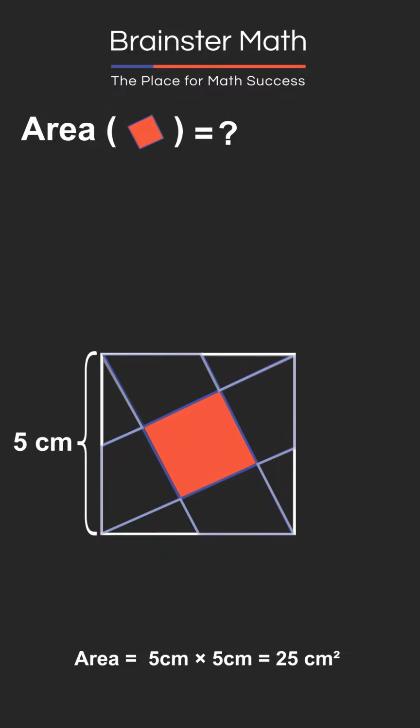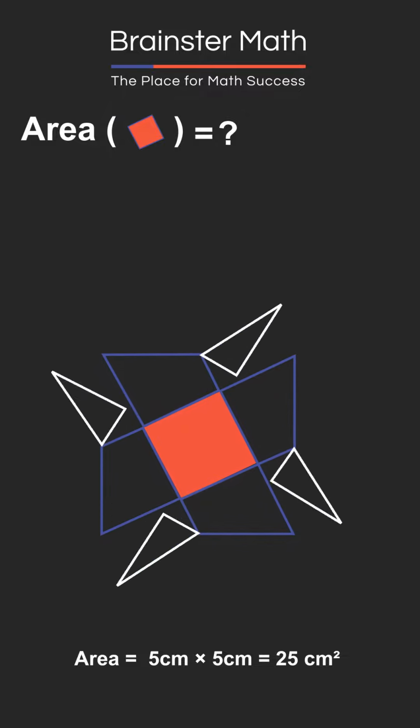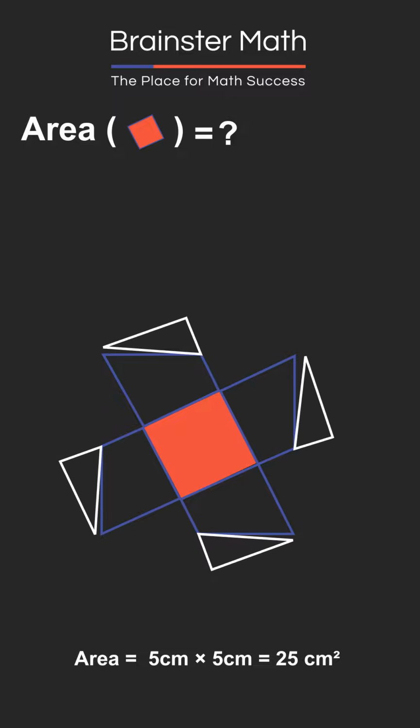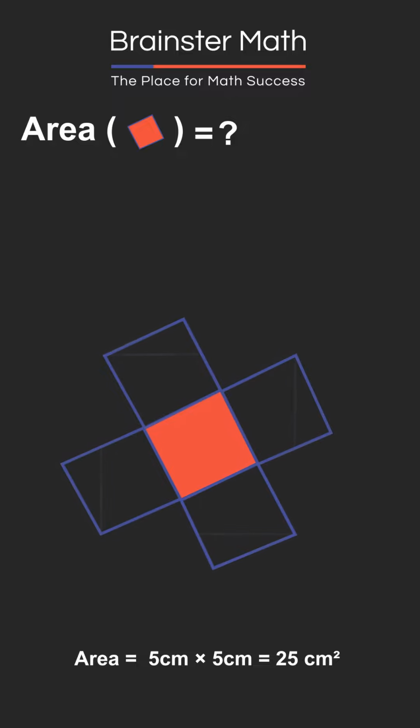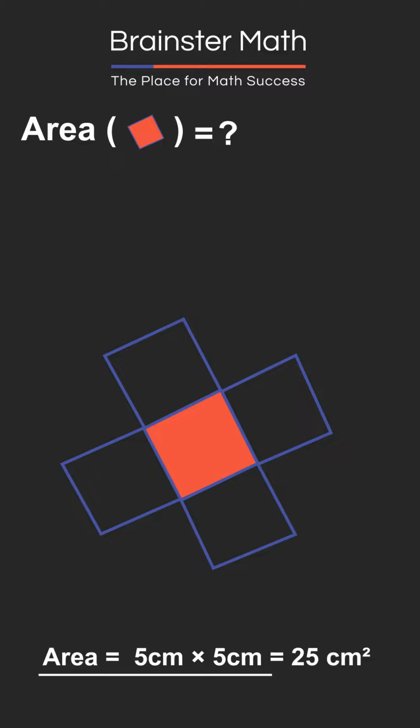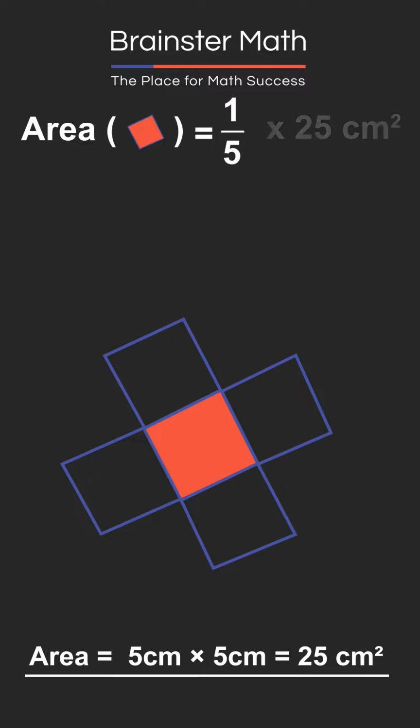Let's crack this now. We can rotate the 4 small triangles pictured here to form 4 squares congruent to the original shaded square. This means that the shaded area is 1/5 of the area of the original square. As the area of the original square is 25 centimeters squared, the shaded area equals 5 centimeters squared.